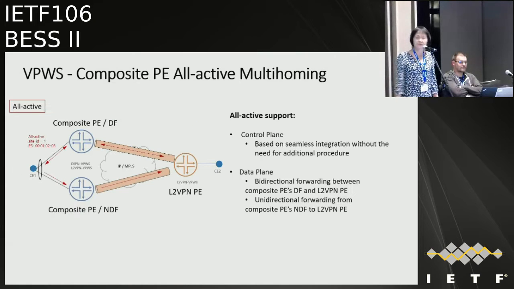It can also go directly to all-active, but in the all-active case, the legacy layer 2 VPN PE does not know how to do all-active. They only support active-standby. So traffic from the legacy PE to the composite PE will only choose the DF to forward the traffic, whereas the composite PE does all-active. So we have asymmetric forwarding going on here, but it's possible. It also saves one phase of migration. The composite PE can go directly to all-active.